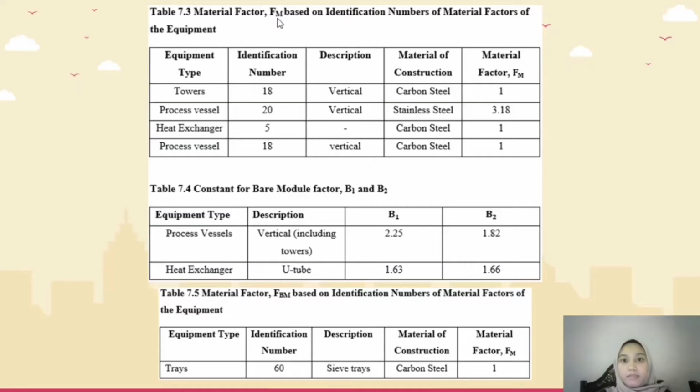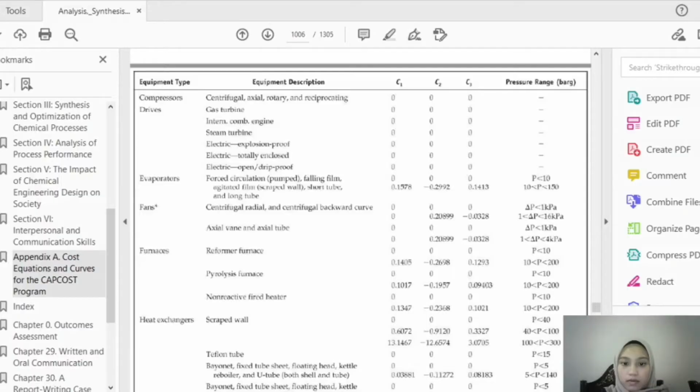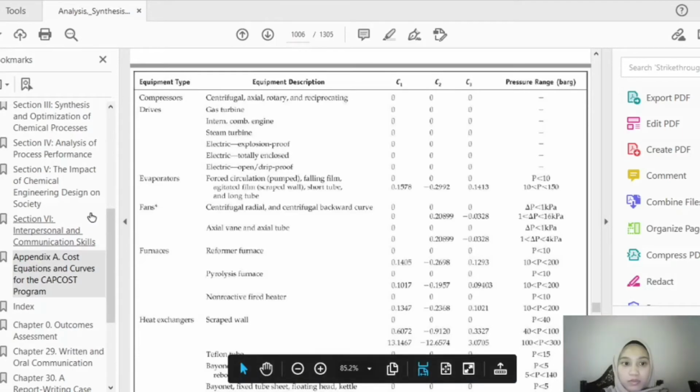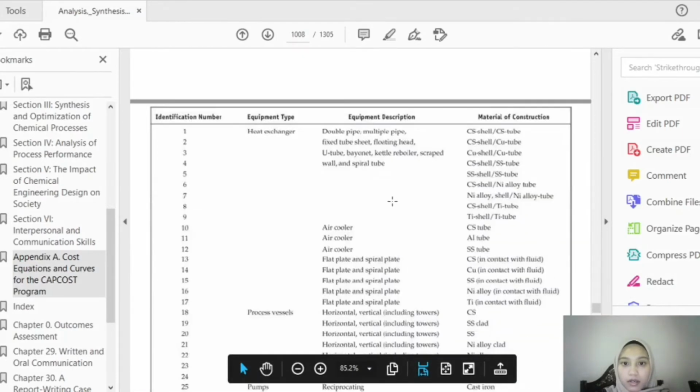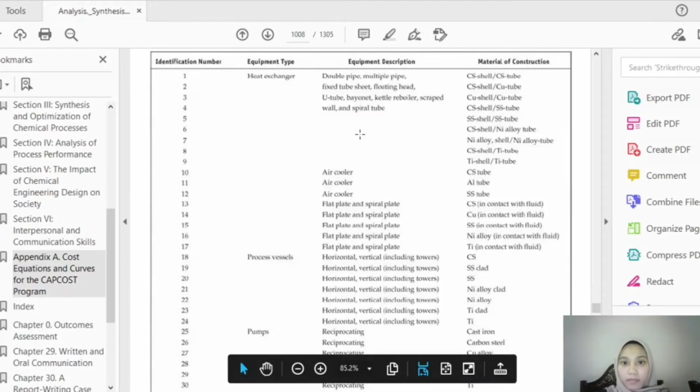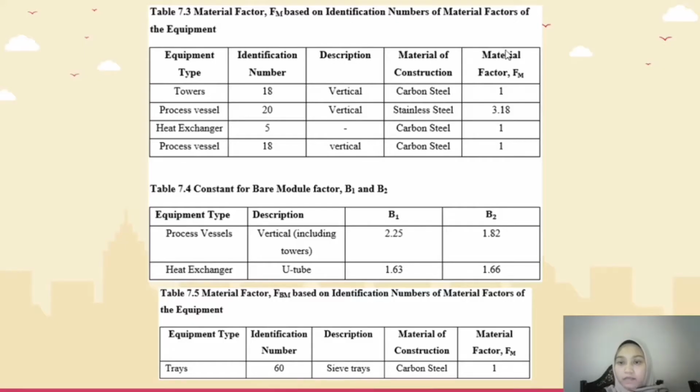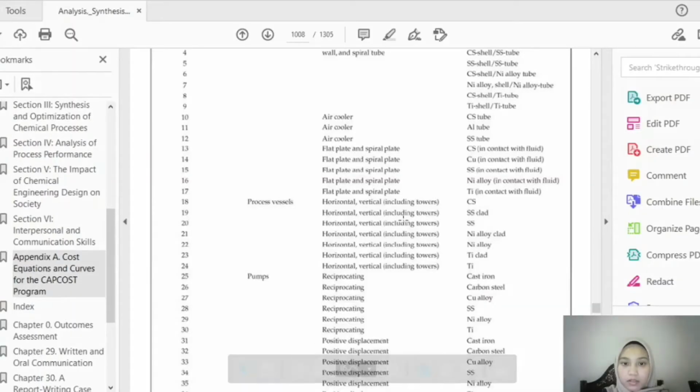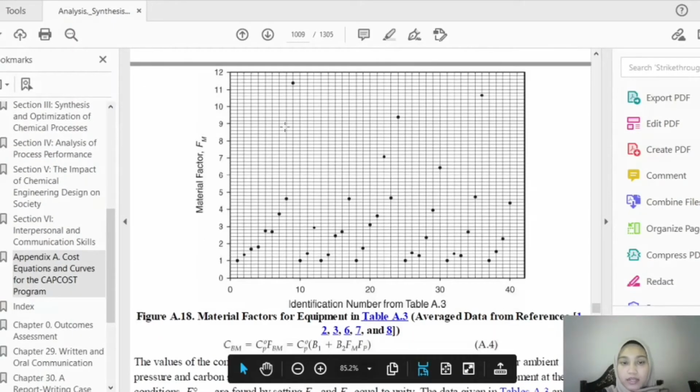Next is the material factor for the identification number of material factor of the equipment. So we got the identification number, description and material of construction from the book also. This book, page 1008. Material factor, we got it from this book also, at page 1009 from this graph. So when we got the identification number, we can get the material factor.